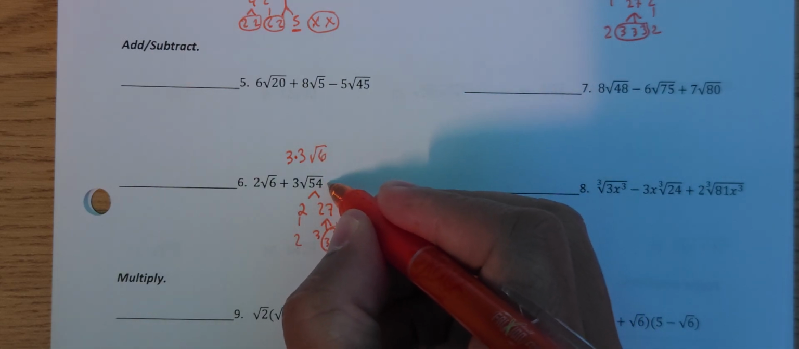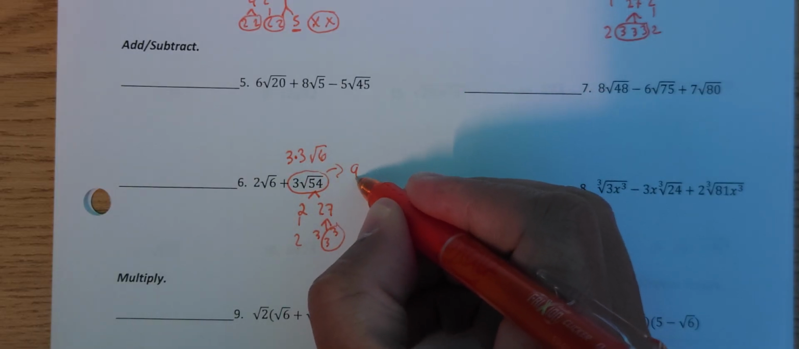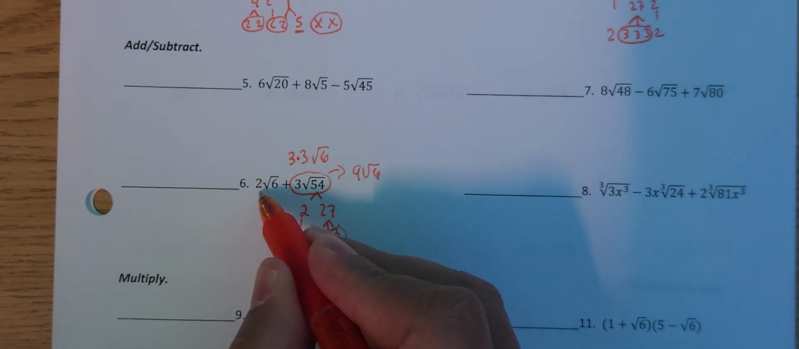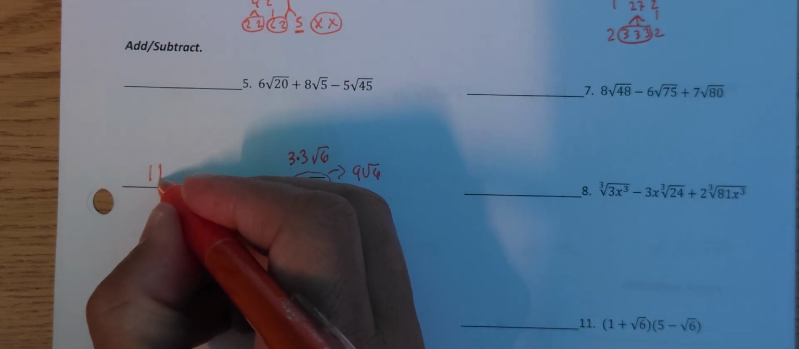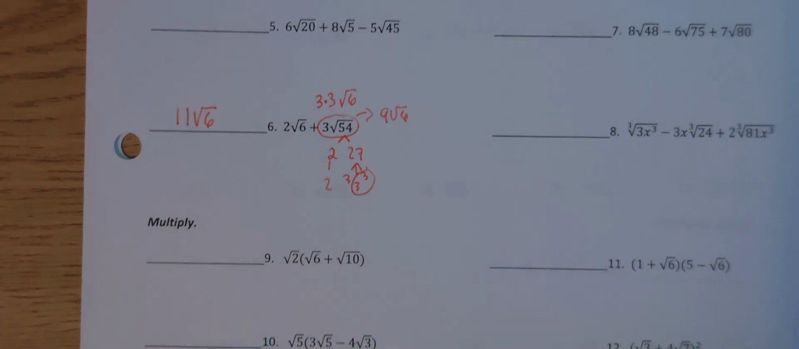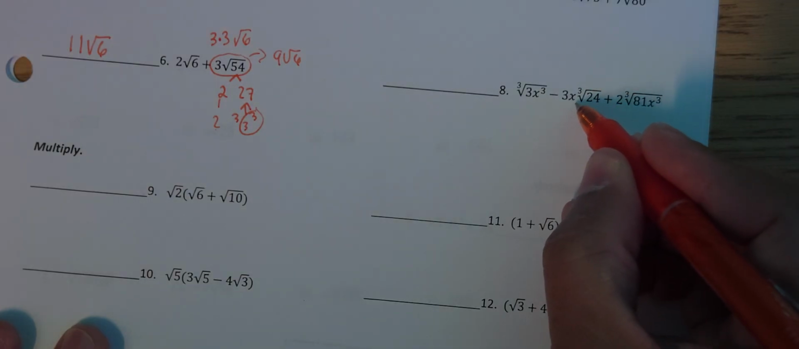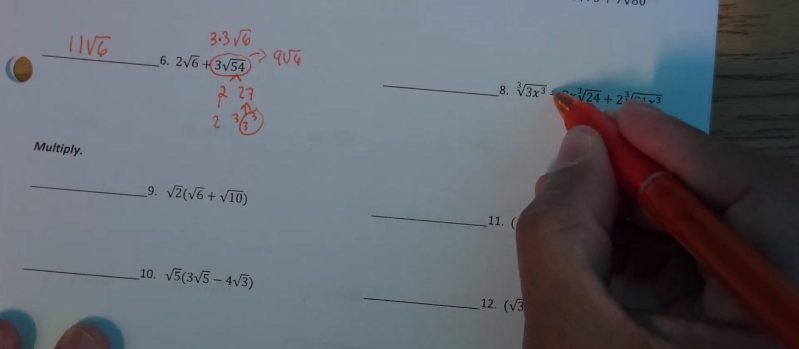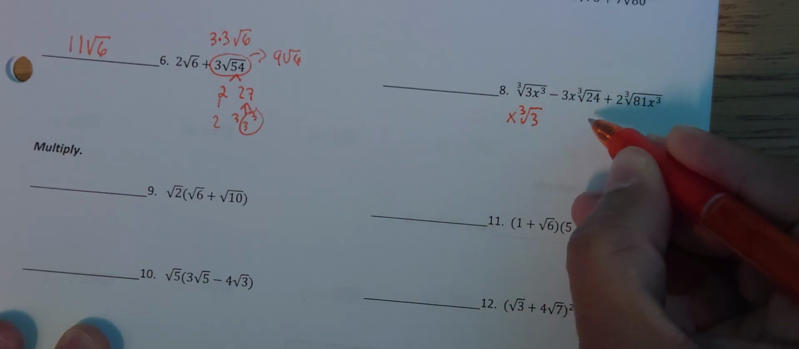So then this becomes, okay, this part here is 9 square root of 6, and then we have 2 of them here, so 2 plus 9 is 11, so then this is 11 square root of 6, and that's the answer to number 6. Number 8. Again, this is the cube root, so we can take out x. So this becomes x cube root of 3.